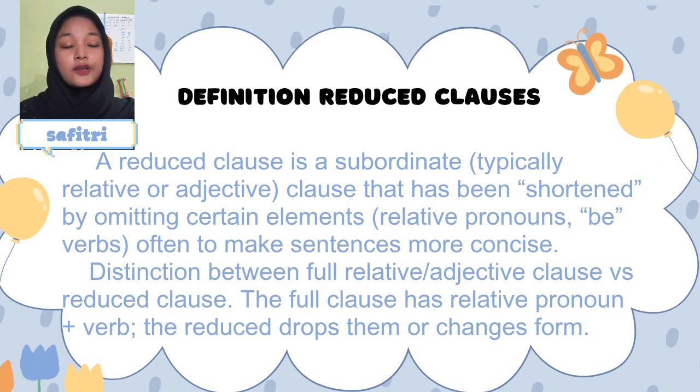First, definition of reduced clause. A reduced clause is a subordinate clause, typically relative or adjective, that has been shortened by omitting certain elements, such as the relative pronoun and be verb, often to make the sentence more concise. The distinction between a full relative or adjective clause versus a reduced clause: the full clause has a relative pronoun plus verb, the reduced one drops them or changes form.